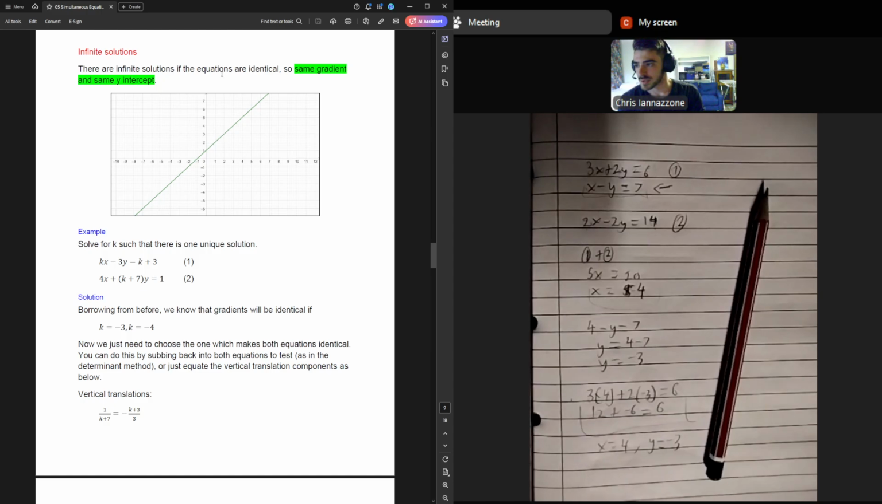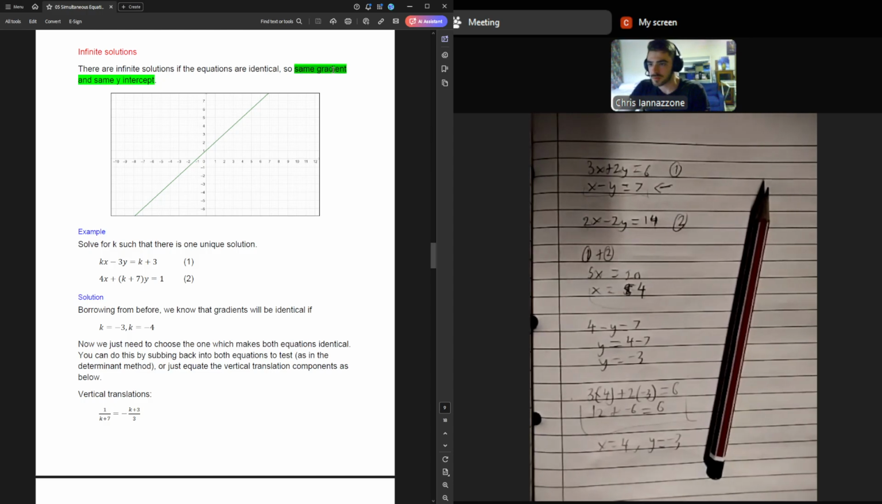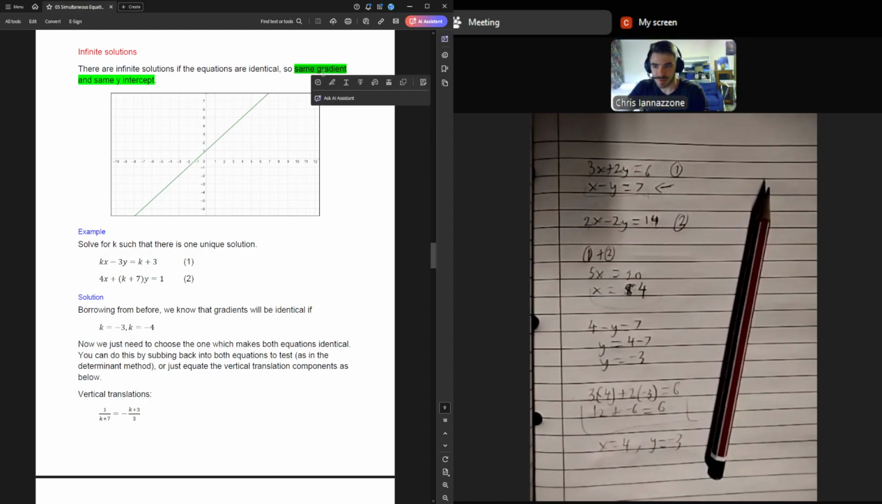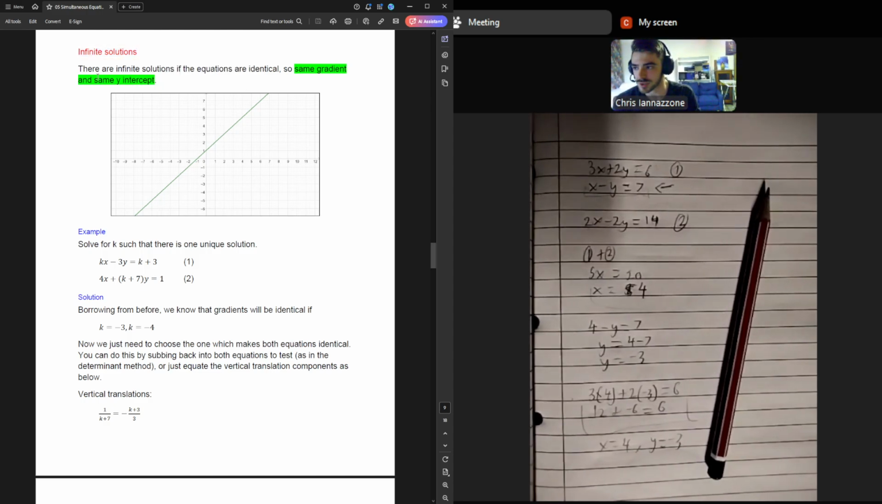Infinite solutions are a little bit different. Graphically speaking, it means that both of your equations are the same line. So what you're looking for in more mathematical speak is same gradient and same y-intercept. The reason why I specify that is because we can reuse the same approach that we used earlier for a different style of question. We're looking for infinite solutions now. Same approach, but we're just going to use different results at the end.